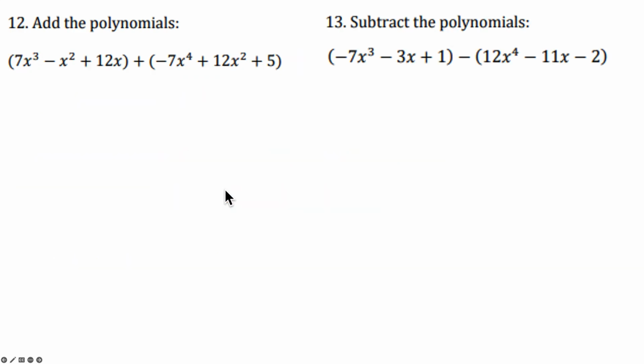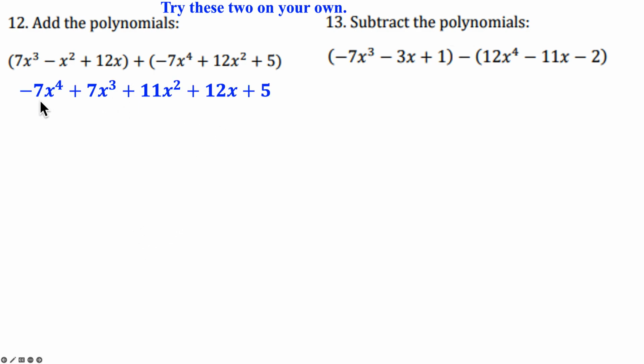All right, 12 and 13, try these on your own. So go ahead and pause the video. And when you come back, we'll go over the answers. All right, welcome back. You should have for this one, negative 7x to the 4th plus 7x cubed plus 11x squared plus 12x plus 5. For 13, you should have negative 12x to the 4th minus 7x cubed plus 8x plus 3.